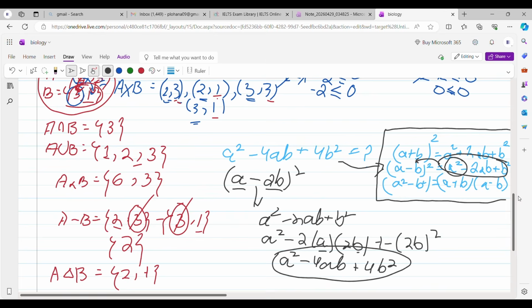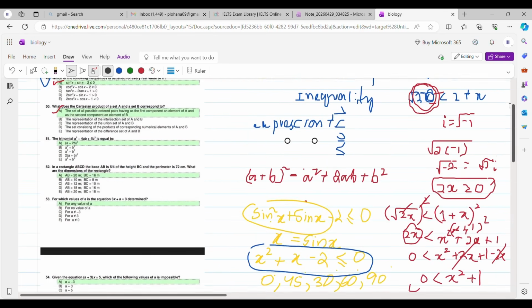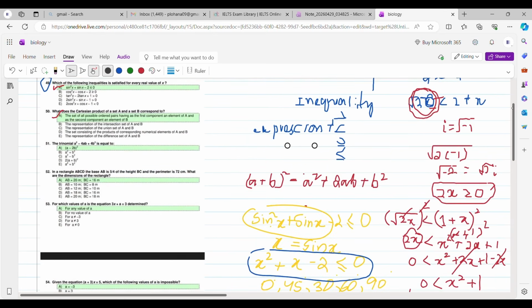So if I now move towards my answers, basically my first option is the correct answer. Now if we go to solve the 52nd question: in a rectangle ABCD, the base AB is 5/4 of the height BC and the perimeter is 72 centimeter. What is the dimension of the rectangle?